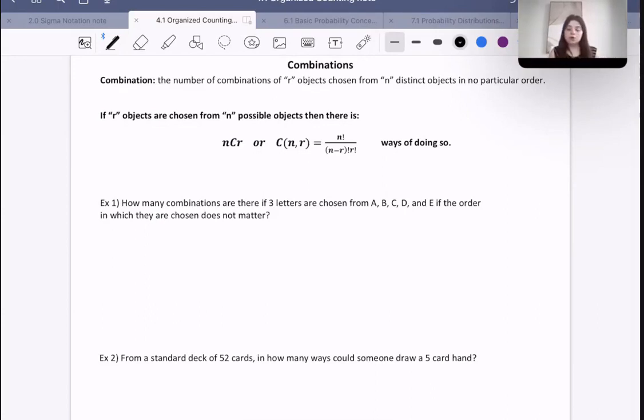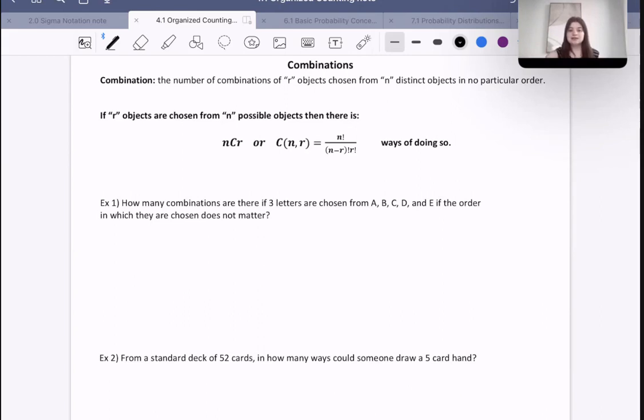So, before we talked about permutations. Permutations have to do with times when the order matters, right? The biggest, most simple difference between combinations and permutations is that with permutations, the order does matter. With combinations, the order doesn't matter. So, a combination is the number of combinations of R objects chosen from n distinct objects in no particular order, right?